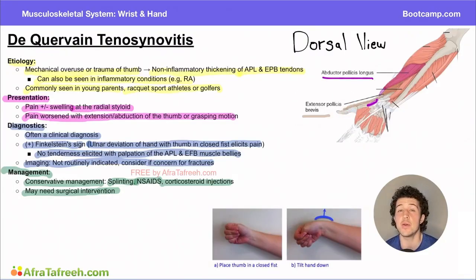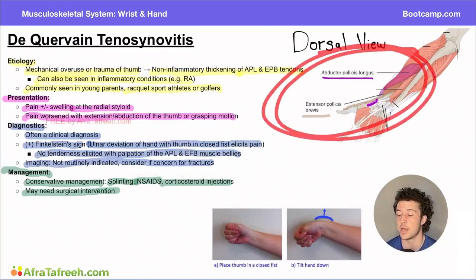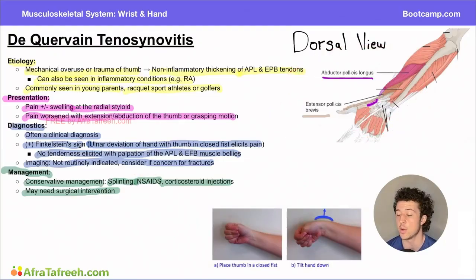Now, this is a very simple pathology, and so if you get a question on this, it's very likely that they're going to do an anatomy tie-in. So feel very comfortable knowing that these are the involved tendons.